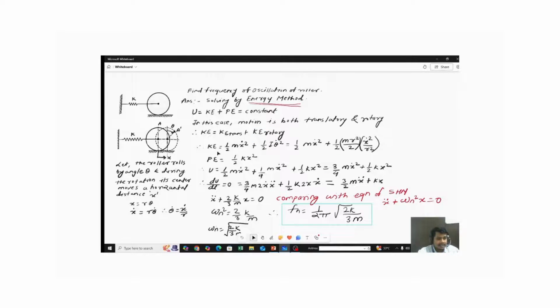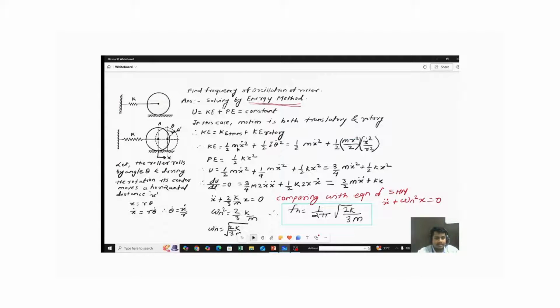So kinetic energy is equal to what we know, 1 half mv square, but in our notations that is 1 half m x dot square plus 1 half I theta dot square. This is for rotation. So m is just replaced with I, and x is replaced with theta. So 1 half I theta dot square. What is I over there? I is nothing but the moment of inertia. For a roller it is mr square by 2.